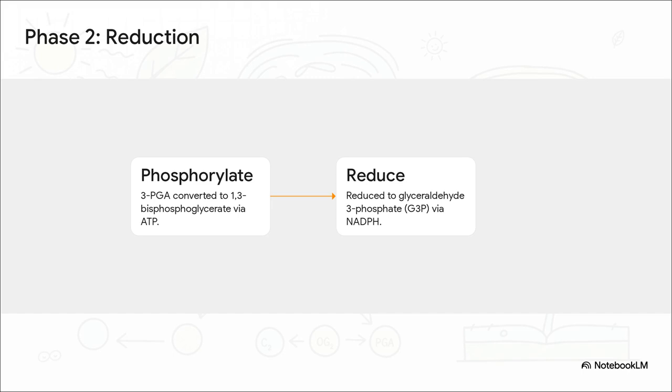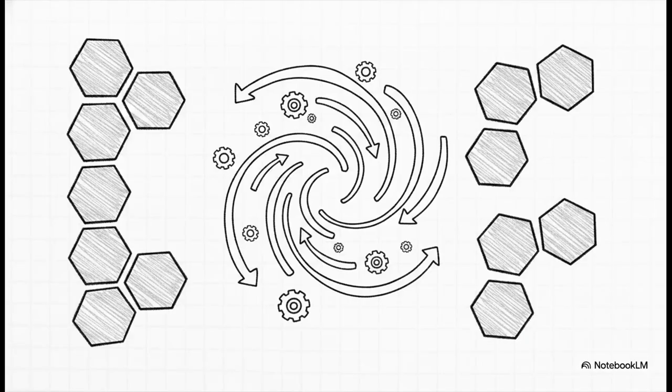Moving into the second phase, reduction. This is where we actually spend that stored energy. First up, the enzyme 3-phosphoglycerate kinase steps in. It uses ATP to phosphorylate our 3-PGA, turning it into 1,3-bisphosphoglycerate. Immediately after that, NADP-glyceraldehyde 3-phosphate dehydrogenase uses NADPH to reduce it, creating glyceraldehyde 3-phosphate, or G3P. Here's the math. For every 3 CO2 molecules that enter, we get 6 of these G3P molecules. 1 leaves the cycle to become plant food, like starch or sucrose, but the other 5, they have to stay behind. So why do those 5 G3P molecules have to stay?